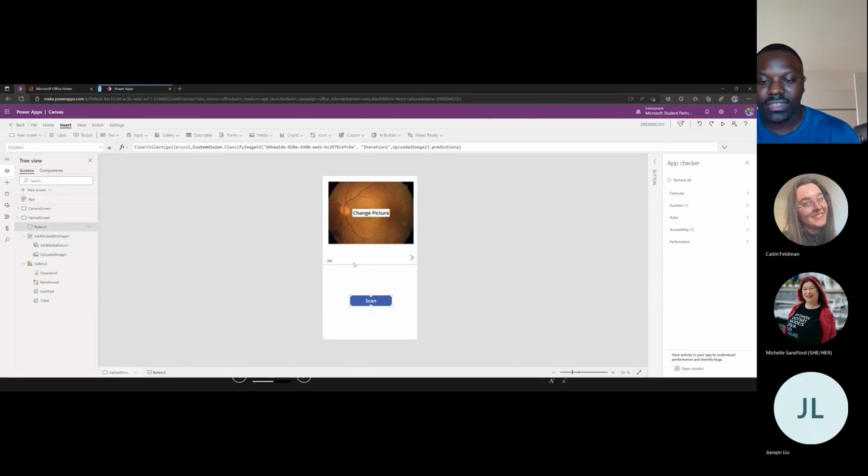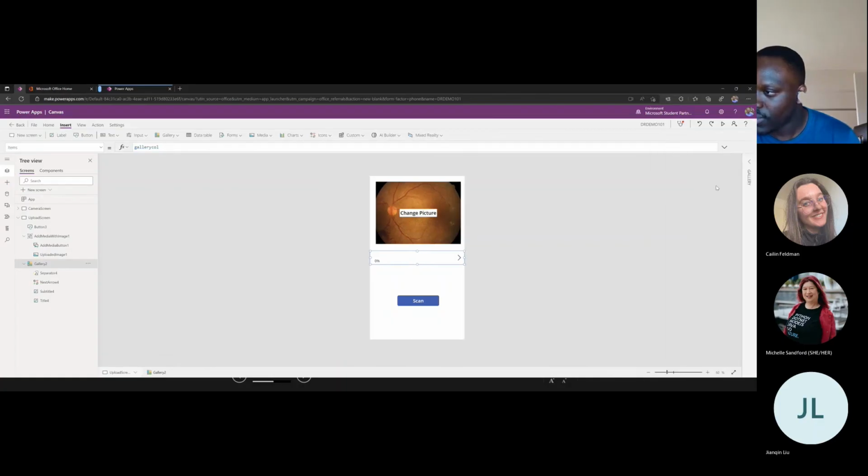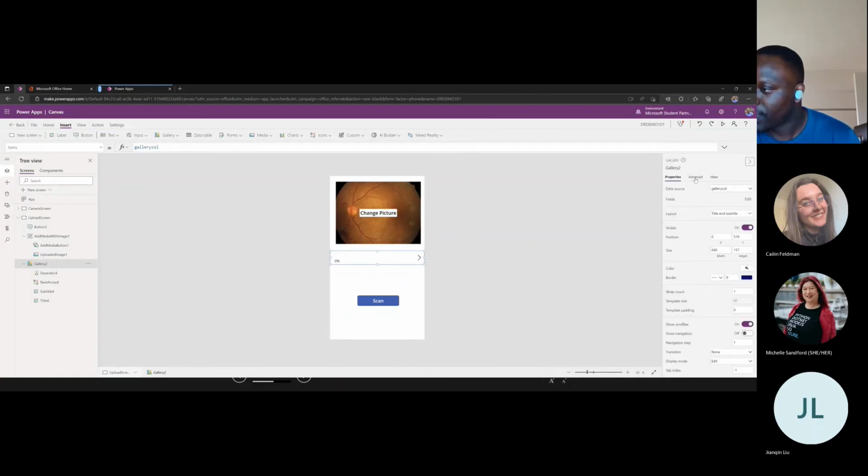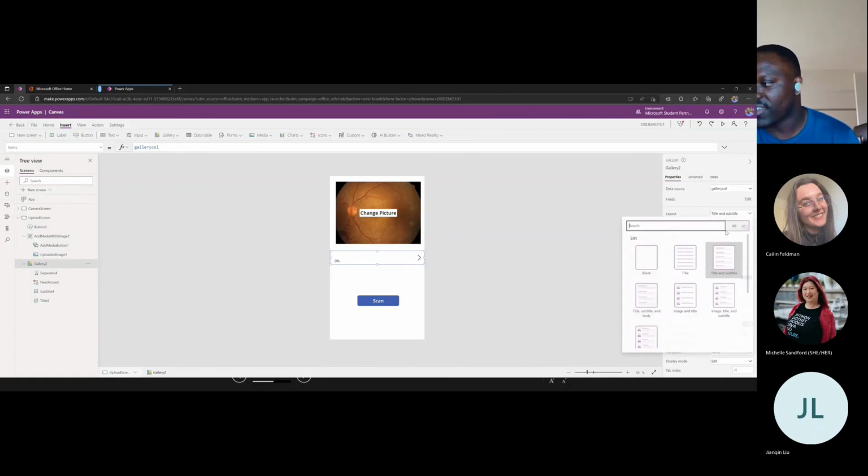This is the add image button. The other thing I added was a gallery. A gallery is used when you're trying to output data. Once you add a gallery, there are various properties you can set. Originally it comes with a title, subtitle, and body. For your data, what do you want to display? We just want to display the title and subtitle in our case.